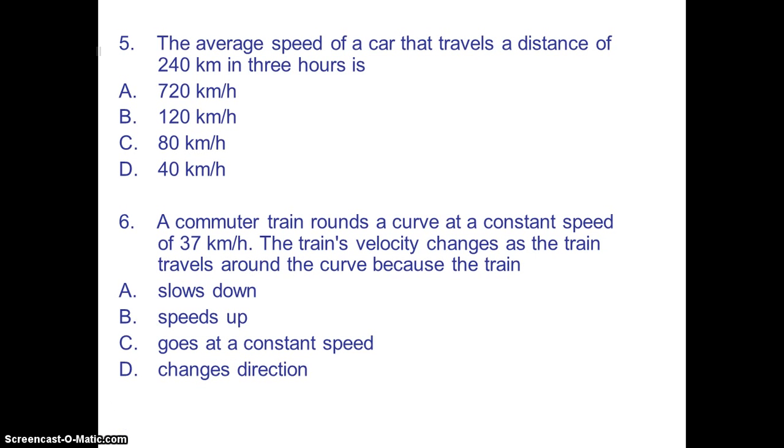Number 5. The average speed of a car that travels a distance of 240 kilometers in 3 hours is A, 720 kilometers per hour, B, 120 kilometers per hour, C, 80 kilometers per hour, or D, 40 kilometers per hour. Remember, the average speed is the total distance over the total time. So if you chose C, you're correct. 80 kilometers per hour.